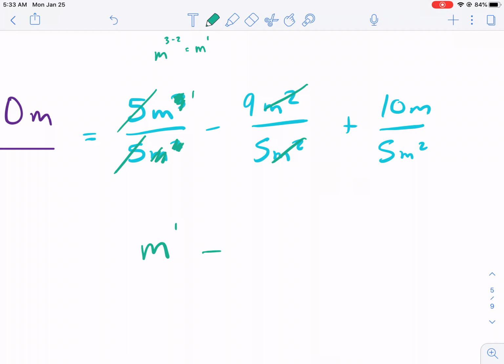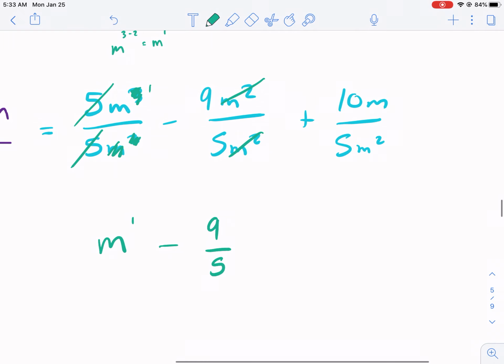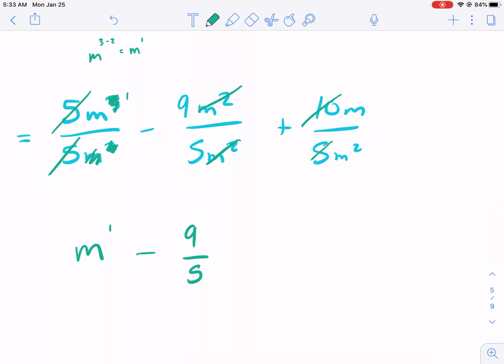But here's the thing I was talking about. The 9 and the 5 cannot cancel completely, so we're just left with 9 over 5. There's no m. Okay, moving on to the next one. We have 10 and the 5 cancels, leaving 2 in the top. 10 divided by 5 is 2, leaving me 2 plus 2. This m cancels with one of the m's in the bottom, so it remains 2 over m.